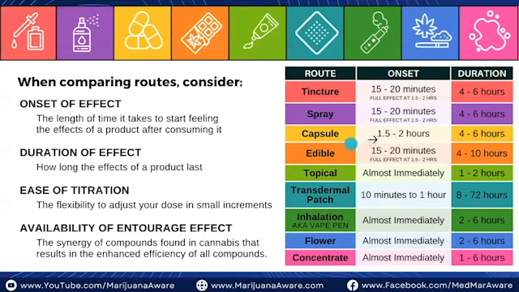Now, Amy, there's also a way of looking at a dosing formula during the day. I know that, for example, if we look at the onset and the duration, things like vape pens work almost immediately and last only really about 2 to 4 hours. And things like edibles may take up to 2 hours to work and can work as long as 10 hours.